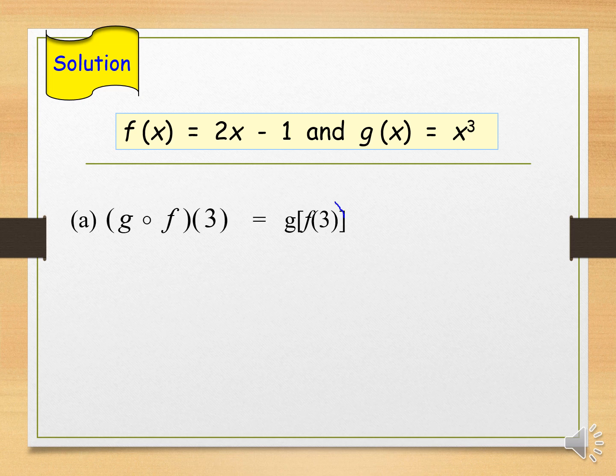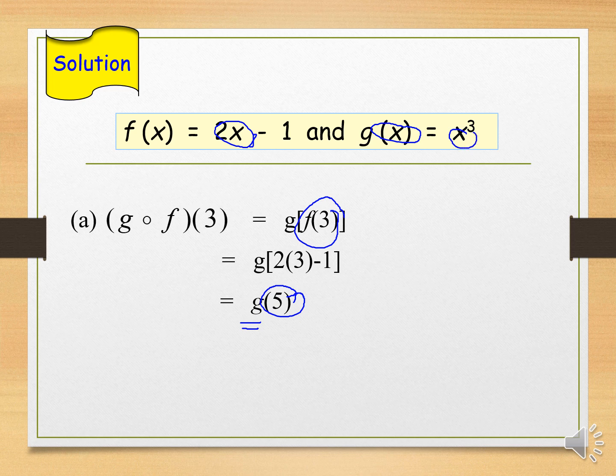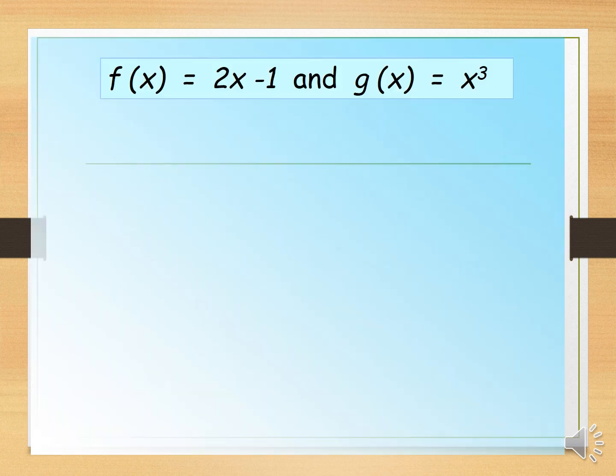3 is the input for function f. Therefore, substituting 3 into function f, we get 2 times 3 minus 1, which equals 5. Now, 5 is the input for function g. g(x) equals x cubed. Now, the input for g is 5. Therefore, we get 5 to the power of 3, which is 125.